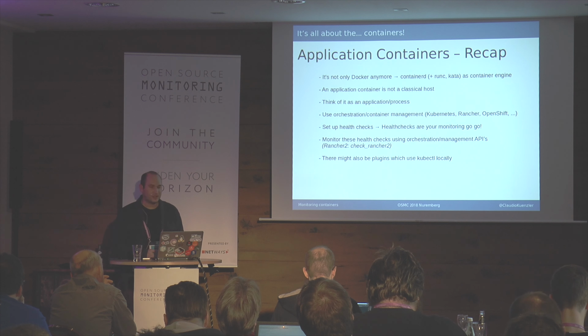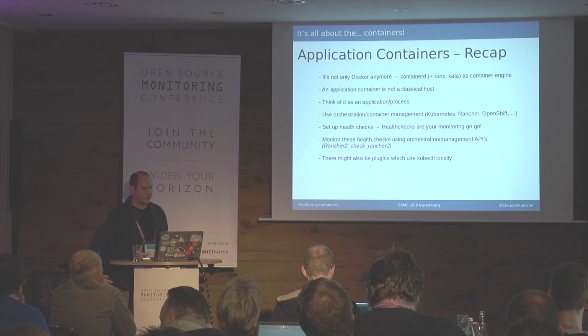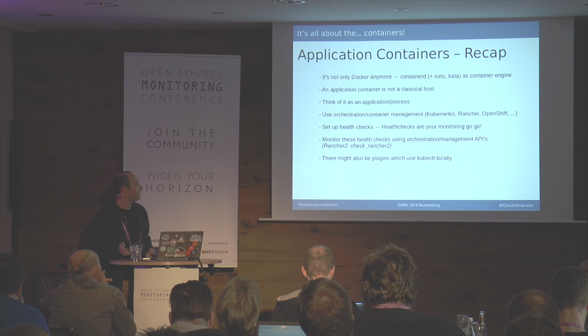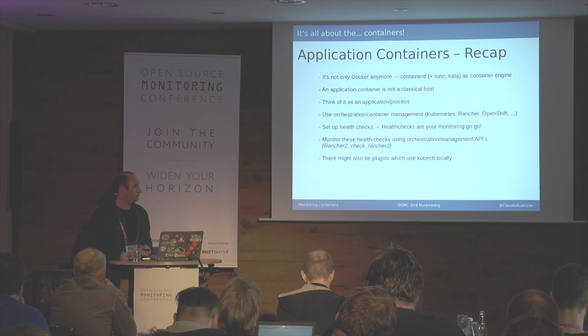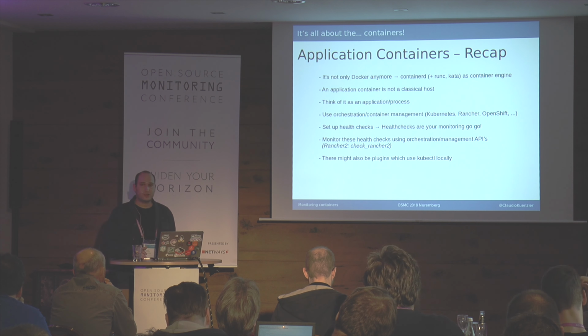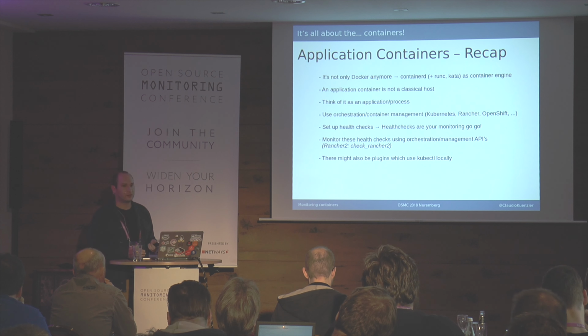The most important point here is to set up health checks, because health checks are really the only way to monitor the health of your containers and therefore your container environment. Interestingly, I saw there are some plugins out there which use kubectl directly, which connects directly to the Kubernetes cluster, and it's definitely worth a shot. In our case, we're focusing on Rancher management, so we're using Check Rancher to pull the API data.